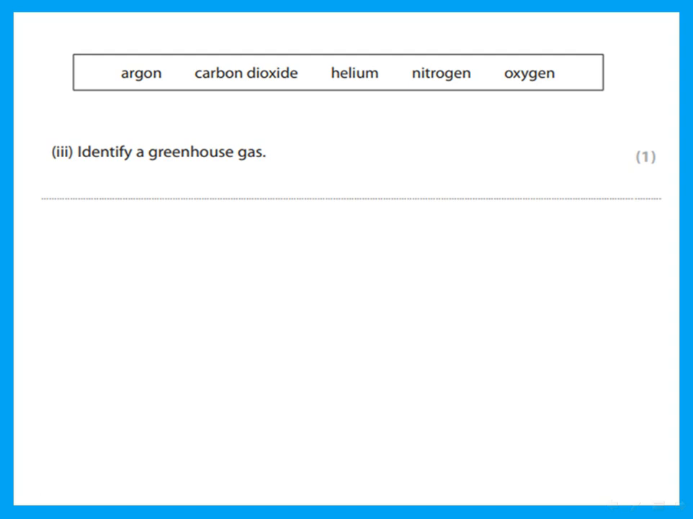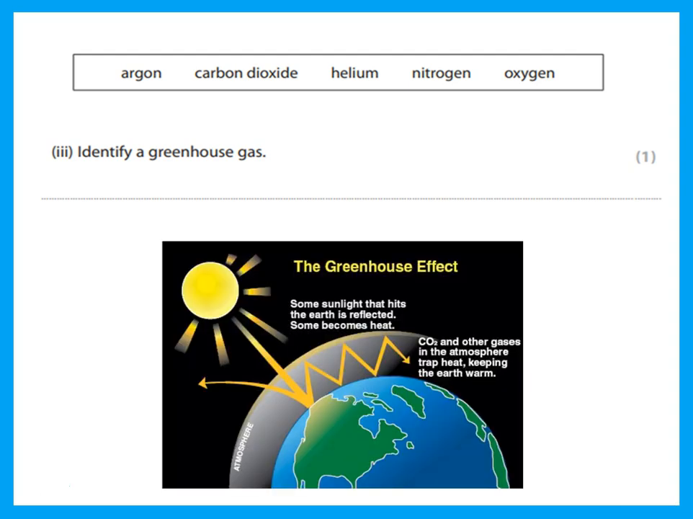The next question says, identify a greenhouse gas. Which of these is a greenhouse gas? You should remember that greenhouse gases like carbon dioxide and methane, remember the ones we have are carbon dioxide or methane, are gases that absorb the heat from the sun and trap it around the earth. So this causes what we call the greenhouse effect or global warming.